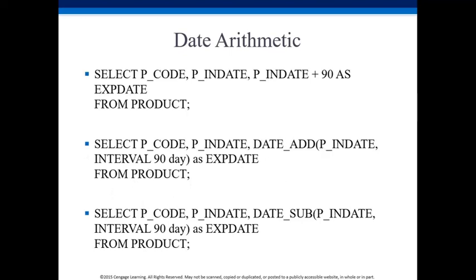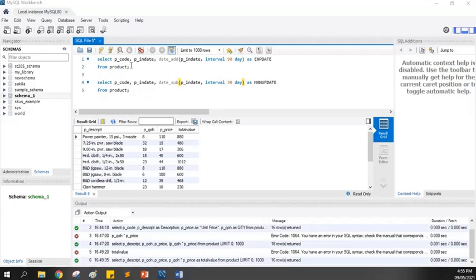So, let's try that in MySQL. Here are two valid queries for adding a day, adding 90 days. We need to specify the DATE_ADD function, where the interval is 90, followed by the unit. So we have day, month, or year.